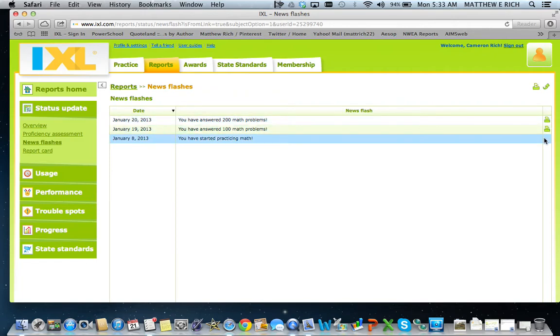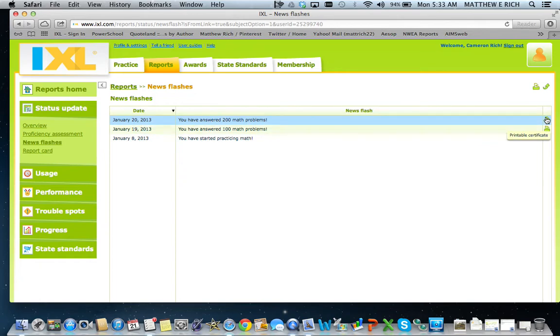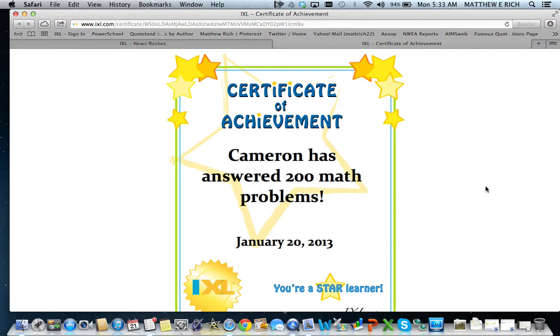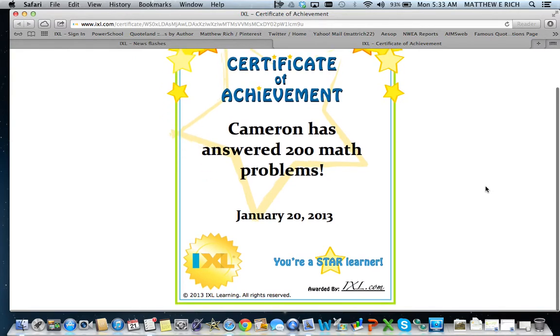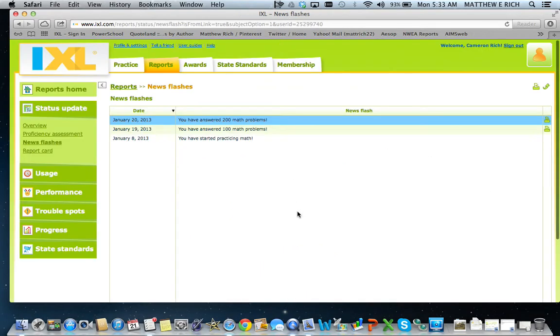So we can see on January 8th, this child started. On January 19th, they got 100 problems. January 20th, they got 200 problems. And if you hit print, you can see the certificate of achievement. And hey, Cameron has gotten 200 math problems done. This allows us to support and positively reinforce our child learning mathematics.